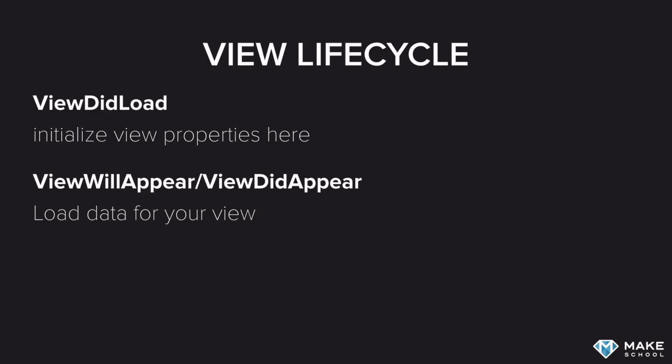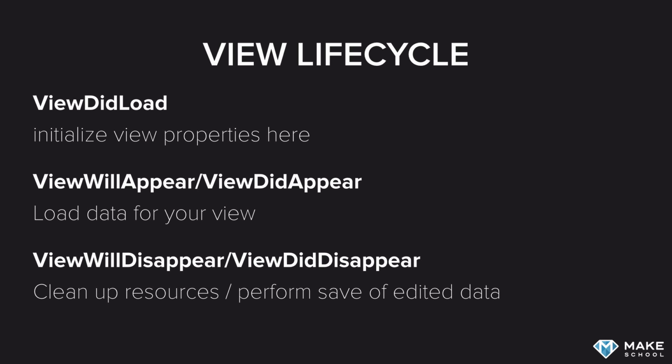These two appearance methods also have a counterpart: viewWillDisappear and viewDidDisappear. They work in the same manner. If we use animations, they are called at slightly different times. If we don't use animations, they are called at the same time. These two methods are a good place to clean up resources that you no longer need if your view is not displayed on the screen, and also, for example, to perform save on edited data.